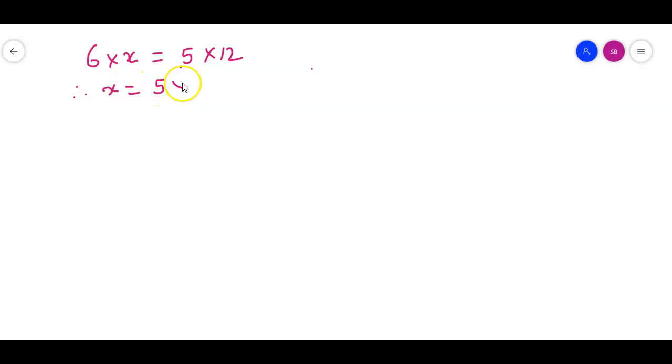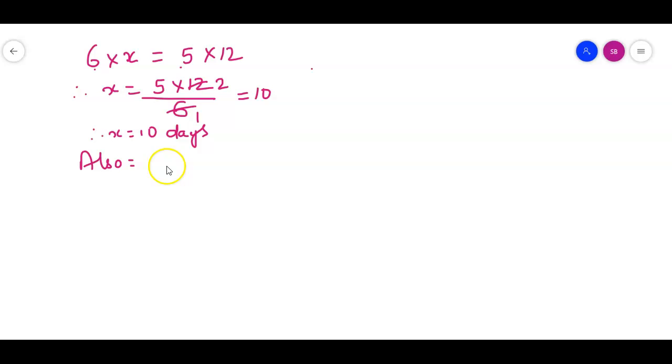x is equal to 5 into 12 upon 6. We will take this 6 to the other side, because 6 is multiplied with x, so we divide by it. 6 ones are 6 and 6 twos are 12. Division. Now 5 twos are 10. Therefore, x is equal to 10. x is the number of days which will be required for 6 workers. Okay, this was the first thing. So x is 10 days.